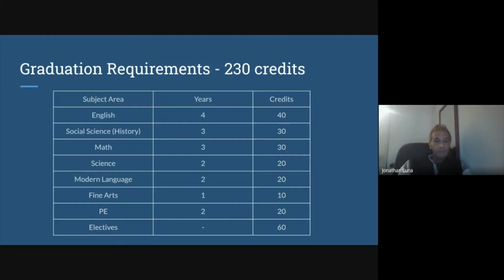As of today, if you're currently in the 9th grade, freshman, you should have a total of 30 credits by the end of semester 1. For 10th graders, sophomores, you should be at 90 credits. For juniors, you should be at 140 credits at the end of semester 1. And for seniors, you should be at 200 credits heading into the current semester 2.